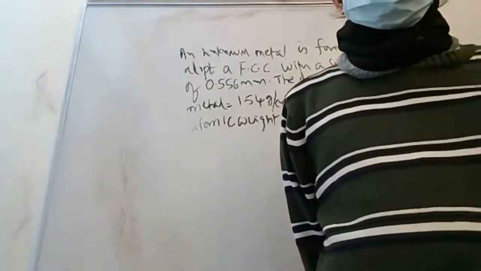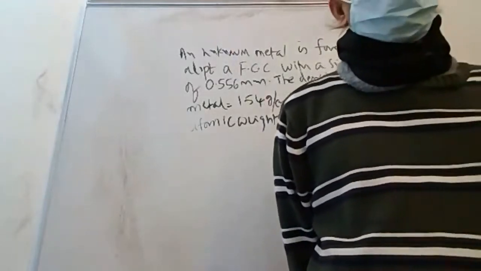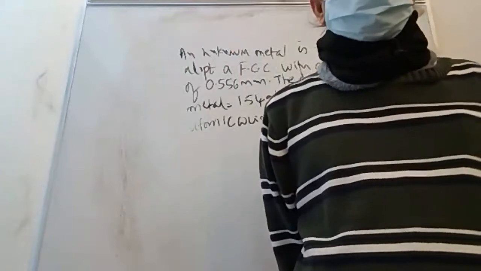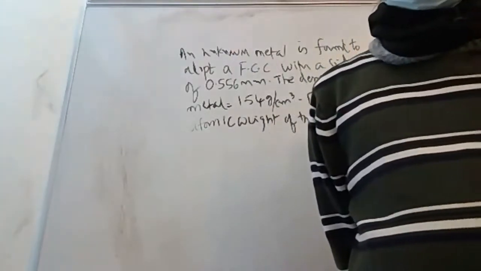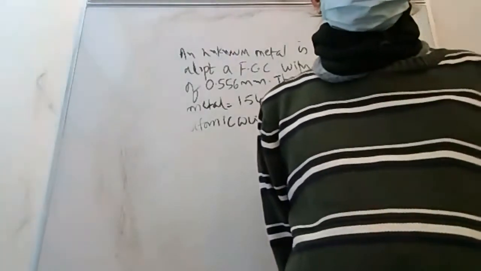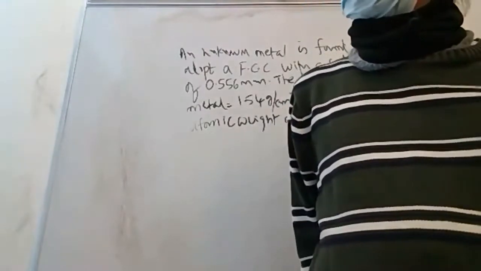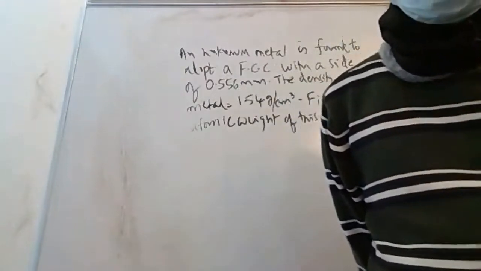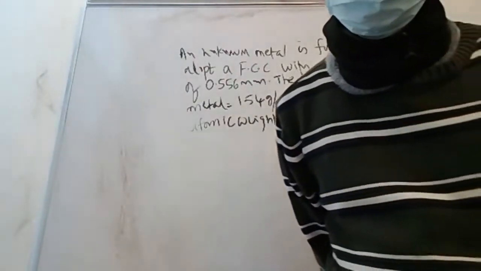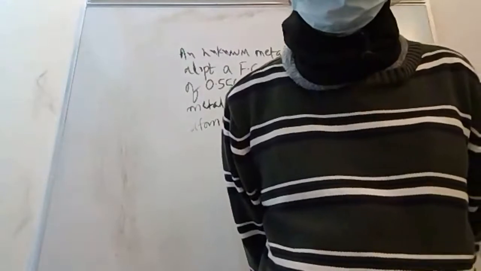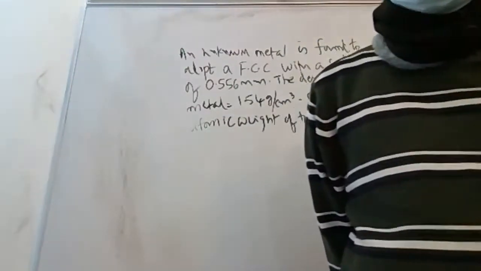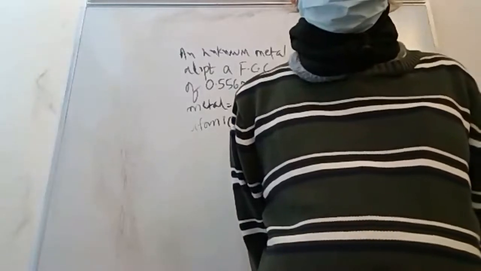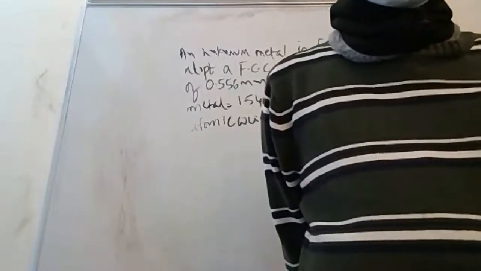If I know the weight of the unit cell, how would that give me the atomic weight of the metal? You would have to take into account the face-centered aspect of it, and how many atoms that has.